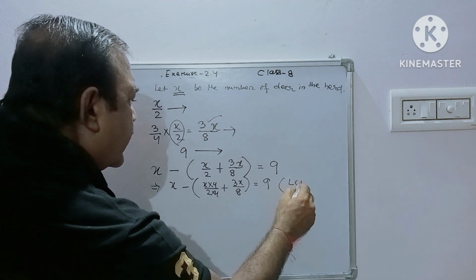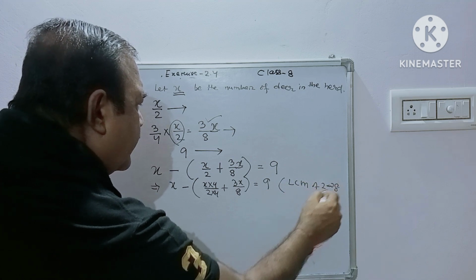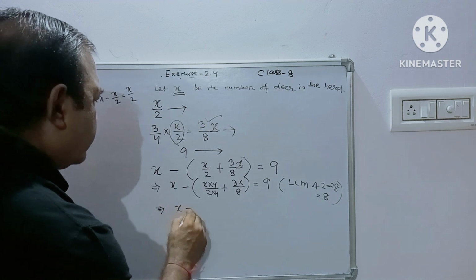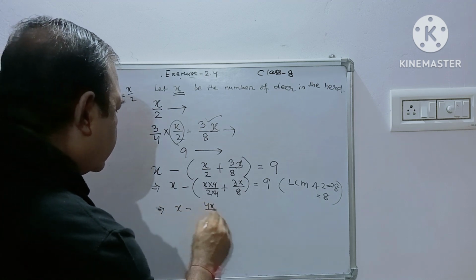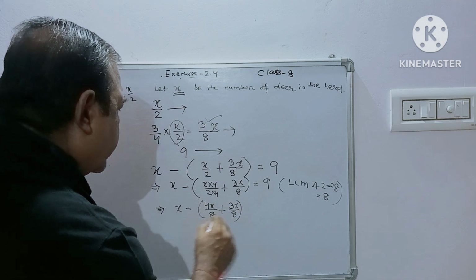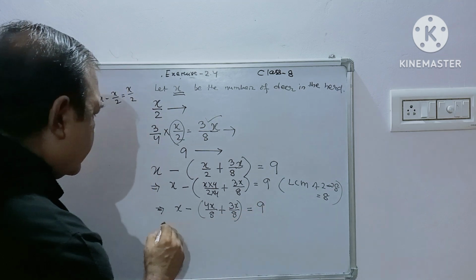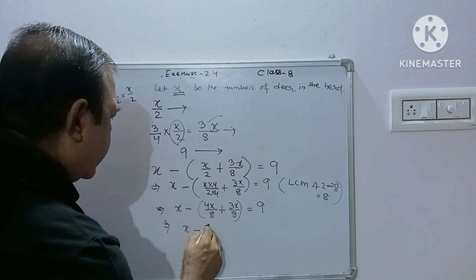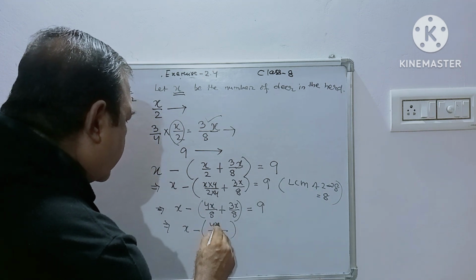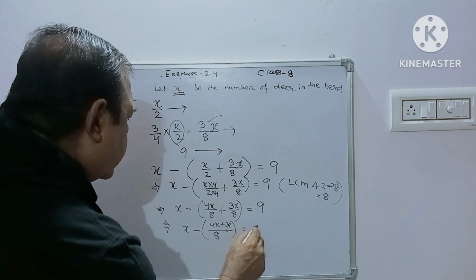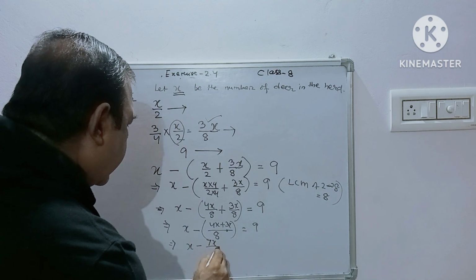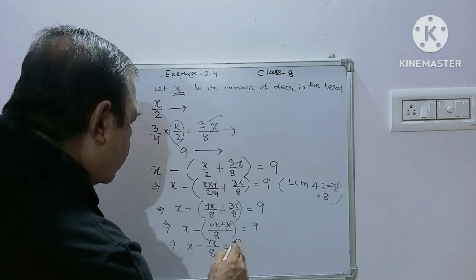Here you may write LCM of 2 and 8 is equal to 8. That implies x minus 4x upon 8 plus 3x upon 8, you keep it in the bracket, that is equal to 9. That implies x minus 4x plus 3x, that is equal to 9. That implies x minus 7x upon 8, that is equal to 9.